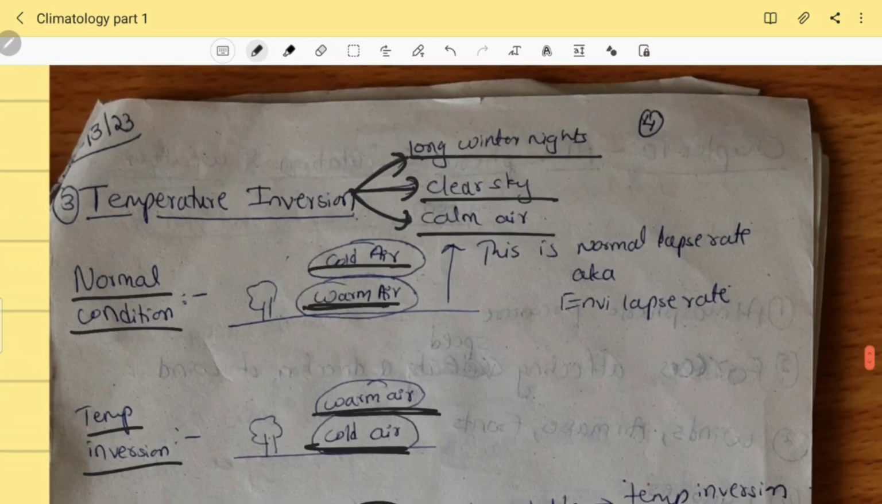Okay, and they can ask you in the exam, like one MCQ can be formed here. What are the conditions for temperature inversion? Long winter night, clear sky, calm air. Why these things? Let's see in brief.